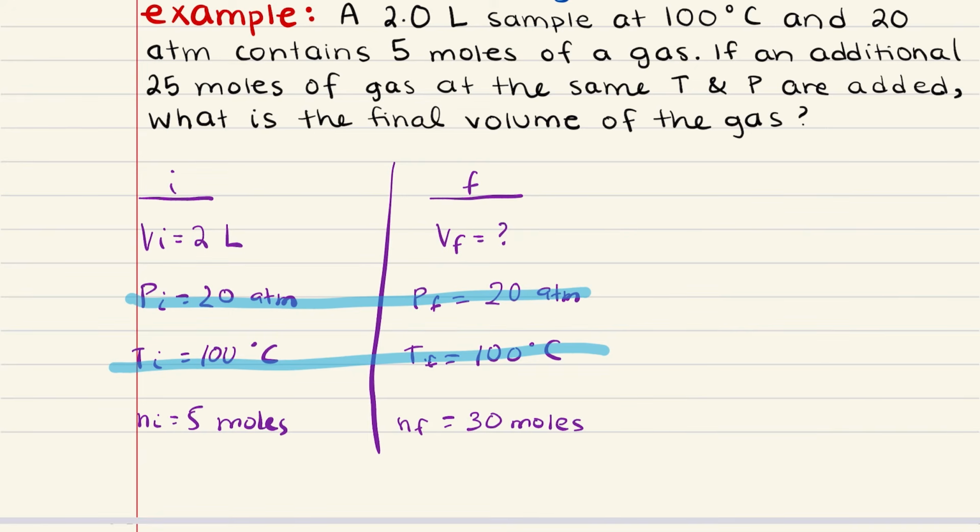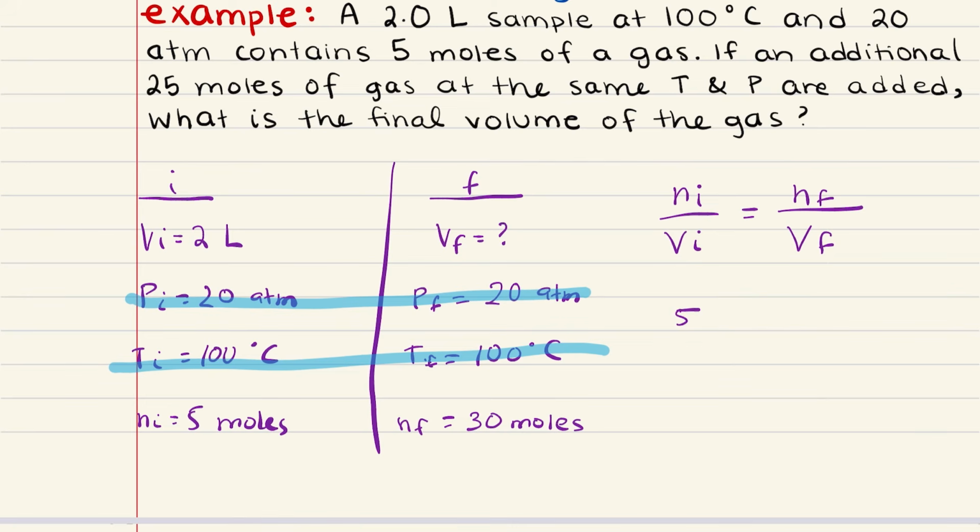And Avogadro's principle says N1 over V1, or we can say N initial over V initial, is equal to N final over V final. We've seen it as N1 over V1 equals N2 over V2. I usually like to use initial and final just to keep things in track. So now let's go ahead and plug in what we know and try to solve for final volume.